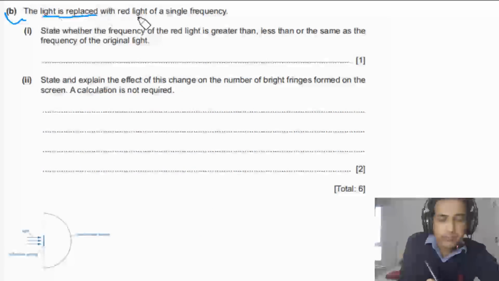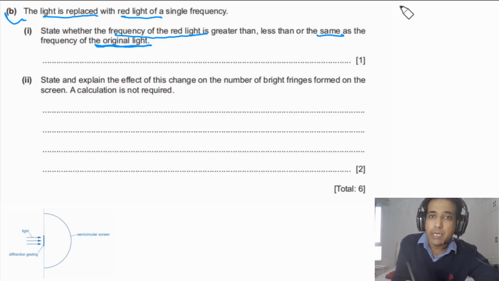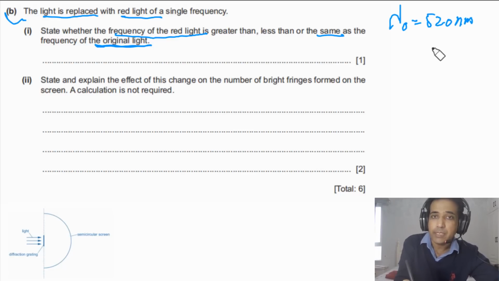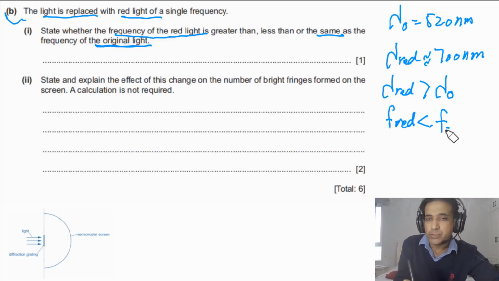Part B says the light is replaced with a red light of a single frequency. State whether the frequency of the red light is greater than, less than, or the same as the frequency of the original light. Lambda of the original light was given to us, that was equal to 520 nanometers in the last part, and the lambda of red light is about 700 nanometers. So lambda for the red light is greater than lambda for the original light. It means the frequency of red should be lower than the frequency of the original light.